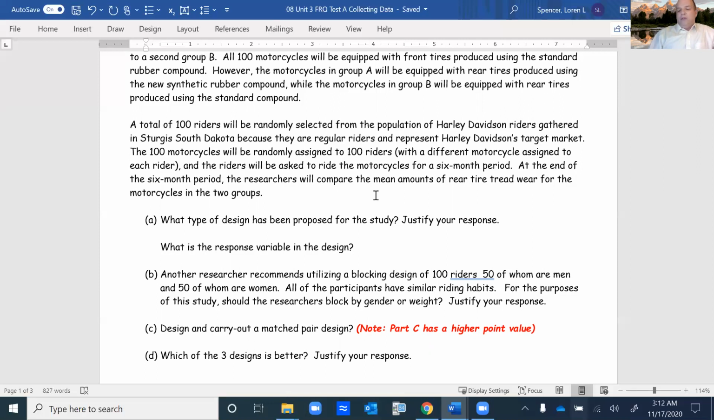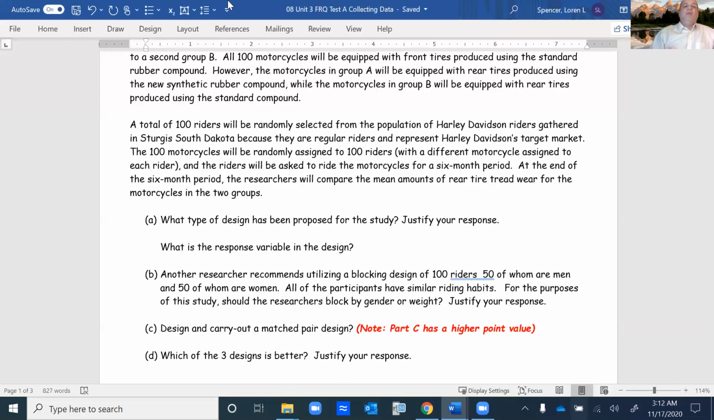Well, basically, you have two different treatment groups. You have a treatment group with a synthetic tire in the rear and one with a standard tire in the rear. And we have 100 different subjects, and these are the riders. And basically, they're going to randomly assign them. Well, in this case, they're randomly assigning 100 riders, and the way they're doing that is they're putting all the names in a hat. Even though they didn't tell that, you can surmise, because that's what they're doing, is they're putting all the names in a single hat.